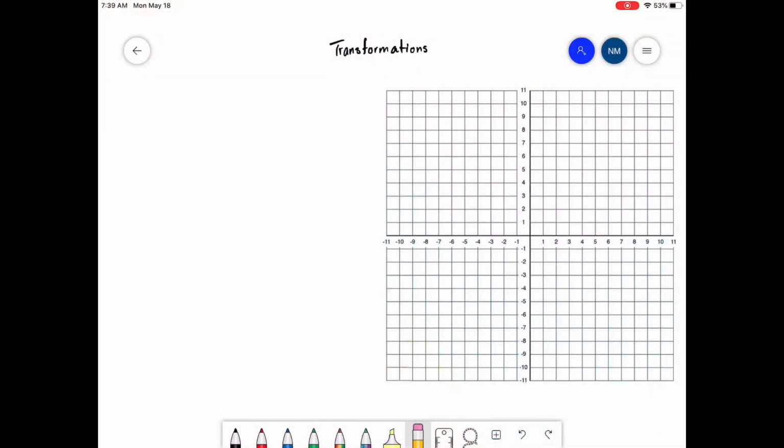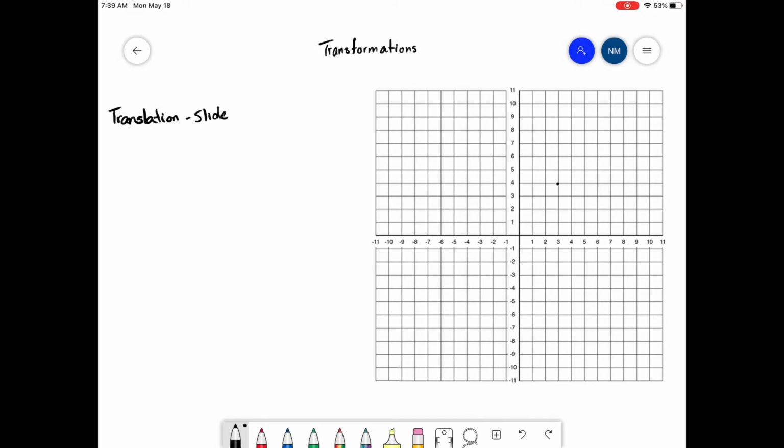In this video, we're going to take a look at 3 different types of transformations. We're going to start with translations. So a translation is simply when you slide your figure, your shape, your point, whatever it is that you're dealing with. So let's say we have a triangle with 3 random points. We'll put a point at 3, 4, a point at 6, 6, and a point at 6, 2.